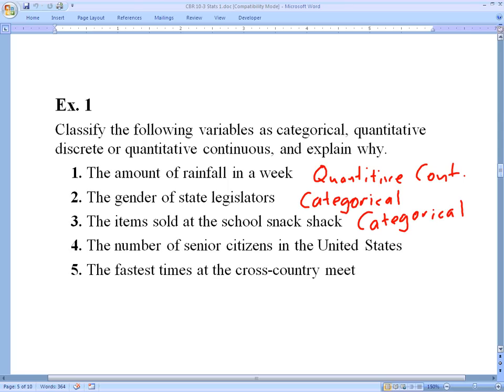Again, if it said the number of items sold at the snack shack yesterday, that would be quantitative discrete because I could count up how many things were sold. But in this case, it's categorical.